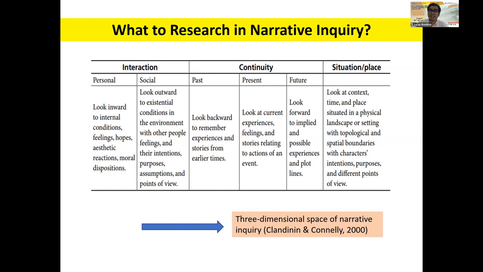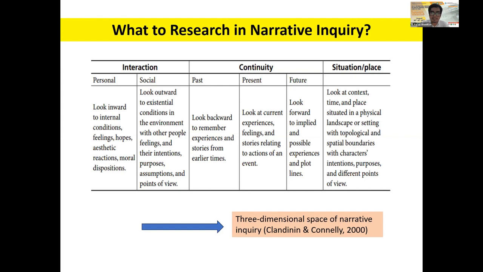And then we go to the next section, continuity. It deals with times. We have past, present, and future. So if you are conducting narrative inquiry, what you have to do next is you focus on the data from your research participant based on the times: past experiences, present experiences, and also future experiences or future narrative.